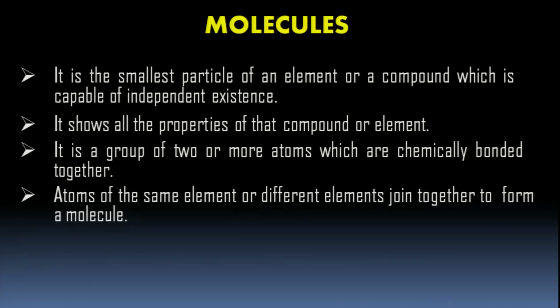We have learnt about molecules. Just a recapitulation. It is the smallest particle of an element or a compound which is capable of independent existence. I told you they are capable of independent existence. It shows all the properties of that compound or the element. It is a group of 2 or more atoms which are chemically bonded. Atoms of the same element or different elements join together to form a molecule.